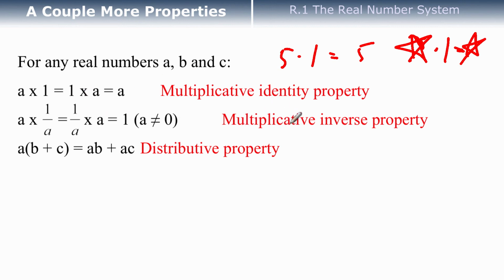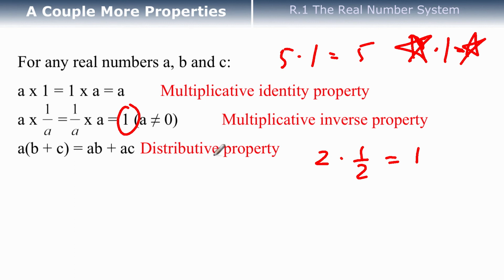Similarly, you have a multiplicative inverse property, where if you take a number and multiply it by its inverse, you come up with 1. So if I have 2 and I multiply that by the reciprocal or the inverse of 2, which is 1/2, 2 times a half gives me 1.